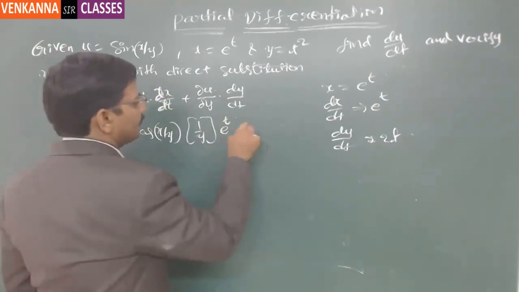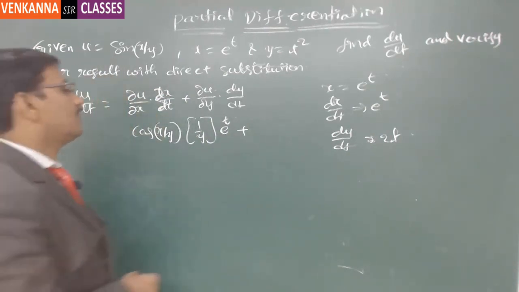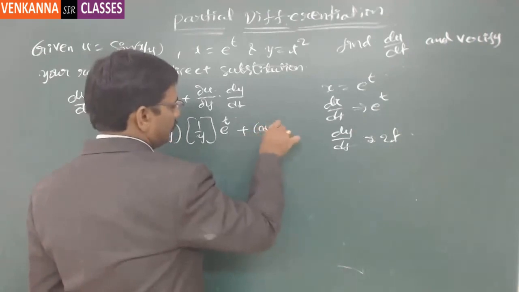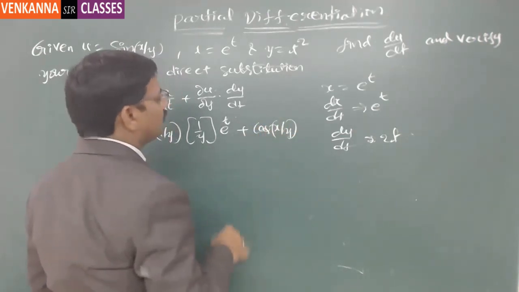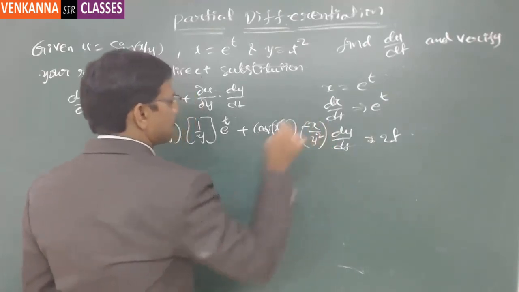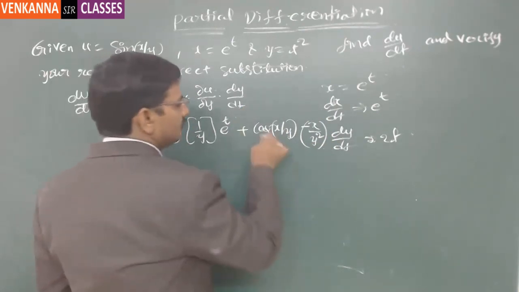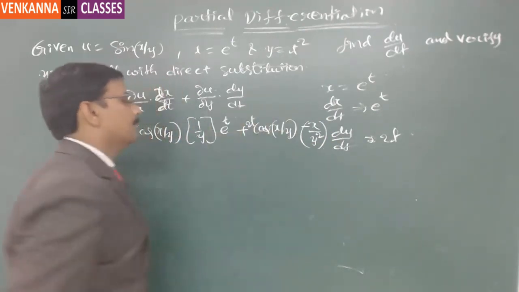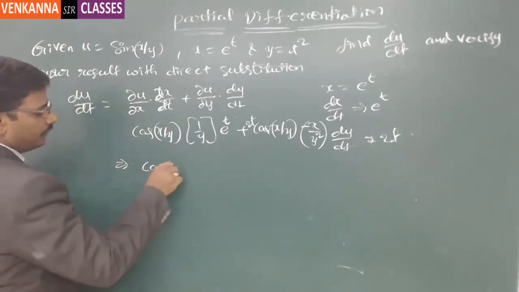And then plus dou u by dou y, the same function with respect to y. So the derivative of sine will be cos x by y into the derivative of x by y with respect to y. So this is minus x by y square into the derivative of y with respect to t, so that is into 2t. So here this one is coming as cos of x by y.